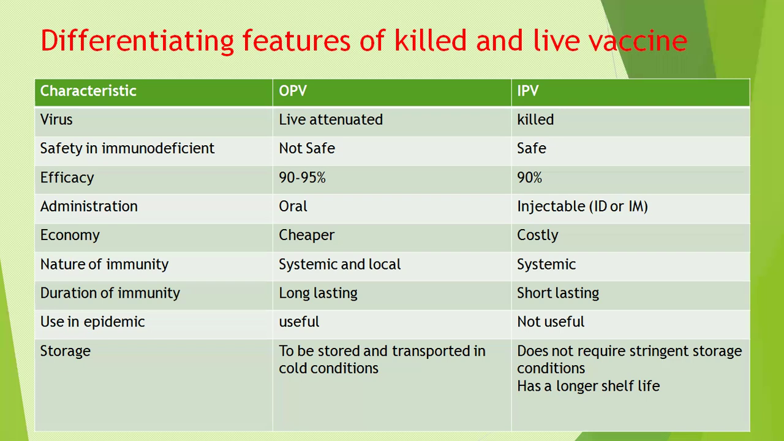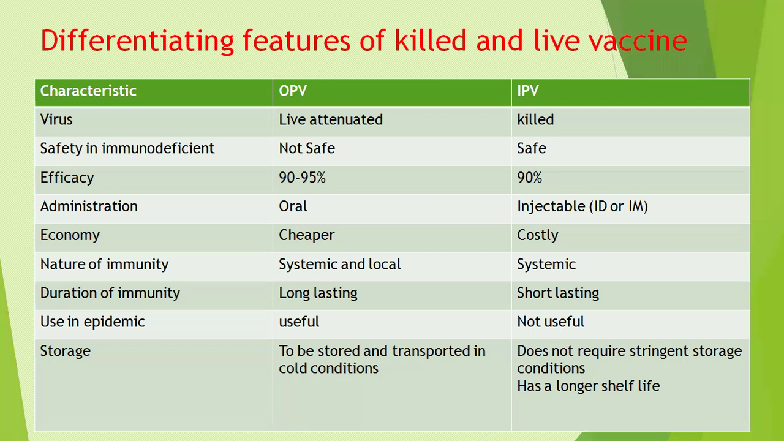And in case you see the nature of immunity, OPV gives both systemic immunity as well as local immunity. Systemic immunity includes production of IgM and IgG antibodies, and the local antibodies such as IgA antibody. And in case of IPV, it gives only systemic immunity, which means only IgG and IgM antibodies are produced. And the duration of immunity, OPV is long lasting and IPV is short lasting. And use in epidemic, yes, OPV is useful and IPV is not useful.